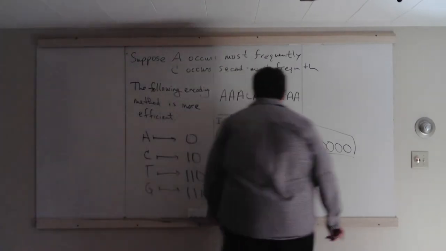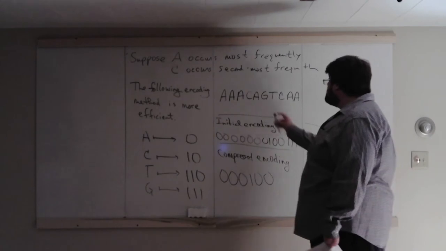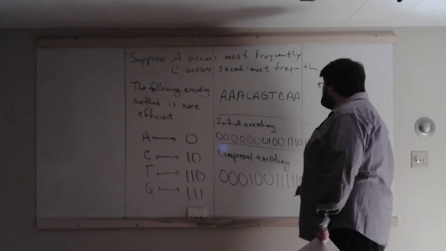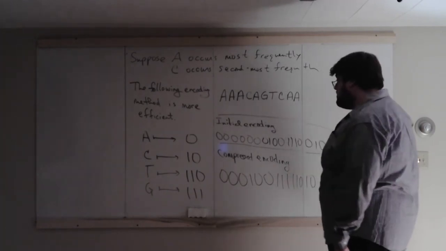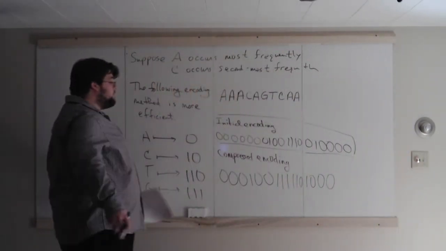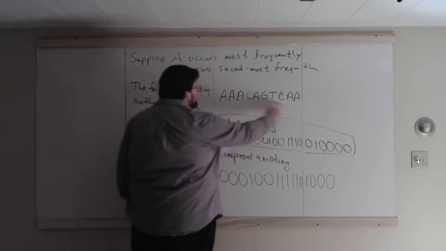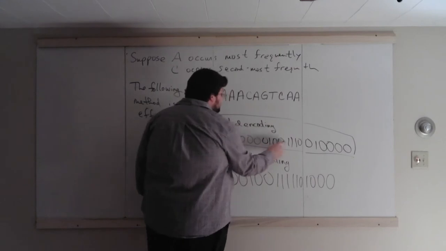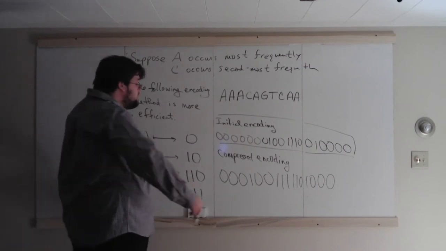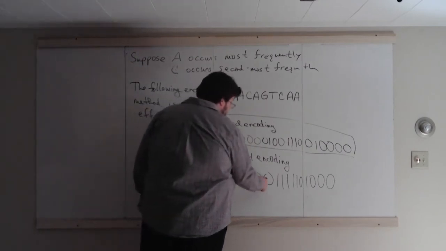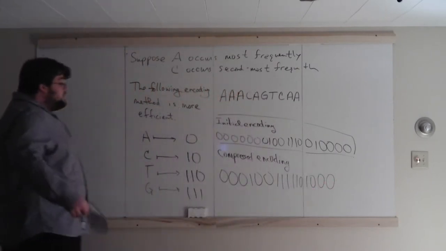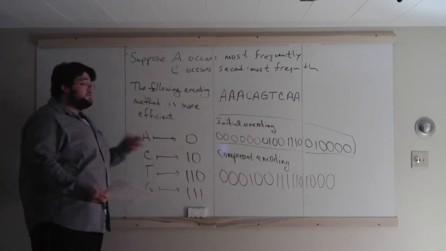And with this, there it is. So where were we? We did up to A, so G is 111, T is 110, C is 10, A is 0, and A is 0. And now let's just count the characters we used for each of these encodings. Up here we had 20, because this is 10, and each one is 2. 1, 2, 3, 4, 5, 6, 7, 8, 9, 10, 11, 12, 13, 14, 16, 18, 20. Now down here with this compressed encoding, how many characters? 1, 2, 3, 4, 5, 6, 7, 8, 9, 10, 11, 12, 16 characters. So this is a more compressed way of encoding this.